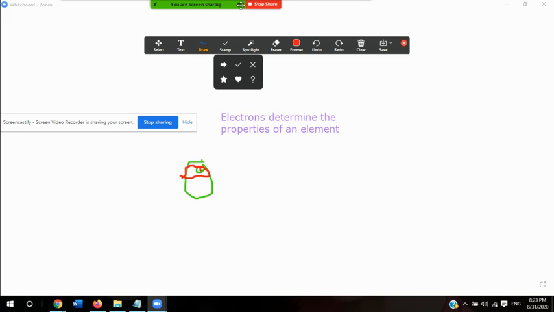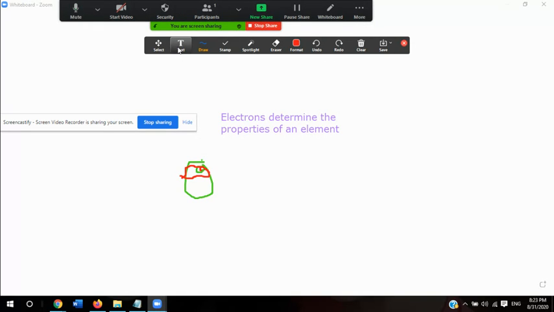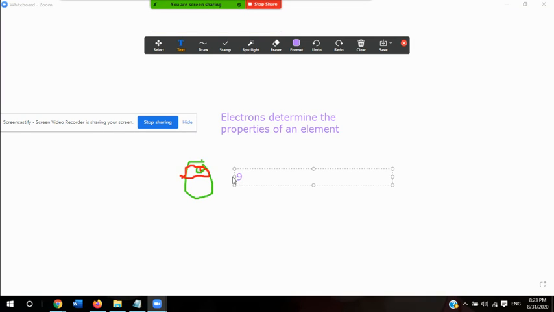Elements in nature: your book establishes that there are 91 naturally occurring elements. That number might have changed to about 94. I know your book says 91, but I believe that number is outdated. There are 94 naturally occurring elements.